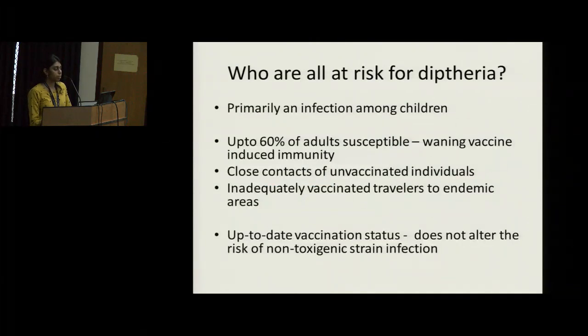Who are all at risk for diphtheria? Diphtheria is primarily an infection among children. Up to 60% of adults are susceptible because of waning vaccine-induced immunity, because of failure to receive the recommended booster immunization. Close contacts of unvaccinated individuals are also at risk, and inadequately vaccinated travelers into endemic areas like Southeast Asian countries are also at risk. Up-to-date vaccination status in an adult or in a child does not alter the risk of non-toxigenic strain infection.